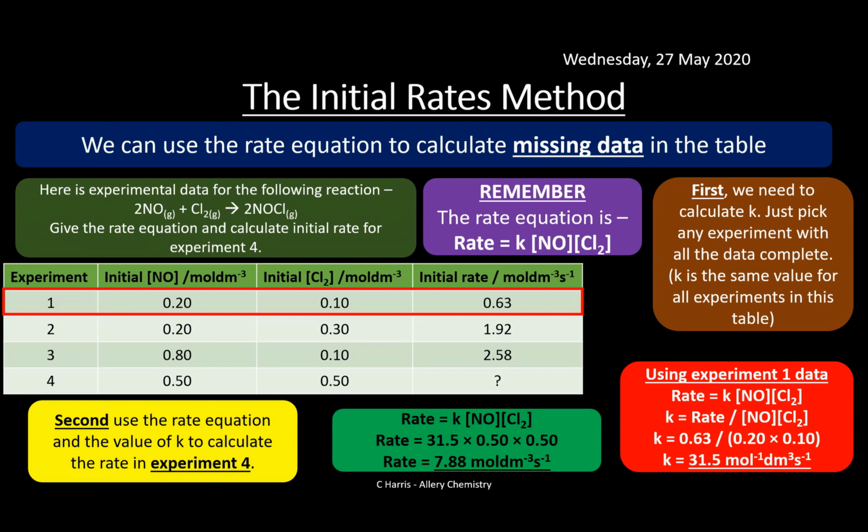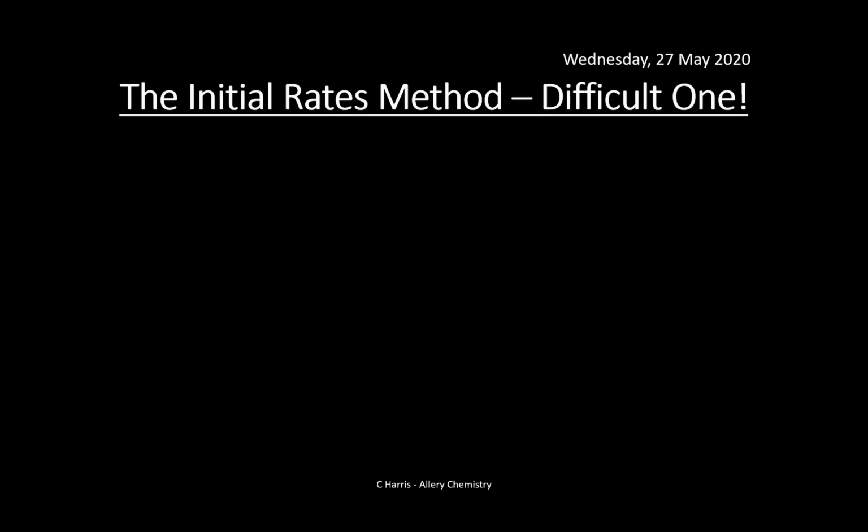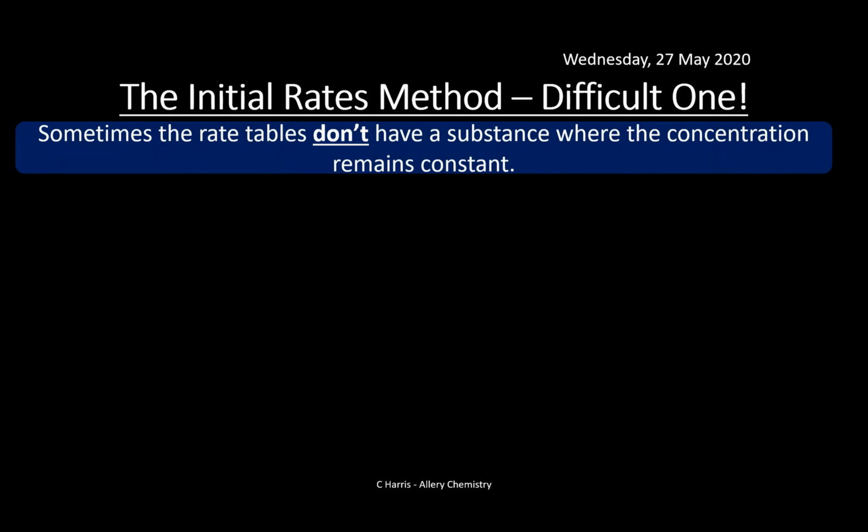I've got a pretty decent method that explains how to work this out. You might have a different way of doing it, but if you've seen any of my other videos, I like to keep things methodical and broken down and detailed so you can see everything. Okay, so here's the difficult one, for the initial rates method. Sometimes your rate tables don't have a substance where the concentration remains constant. Sometimes it changes, which is a real pain. And practically, if you were doing a practical, you would never set it up the way I'm going to show you here.